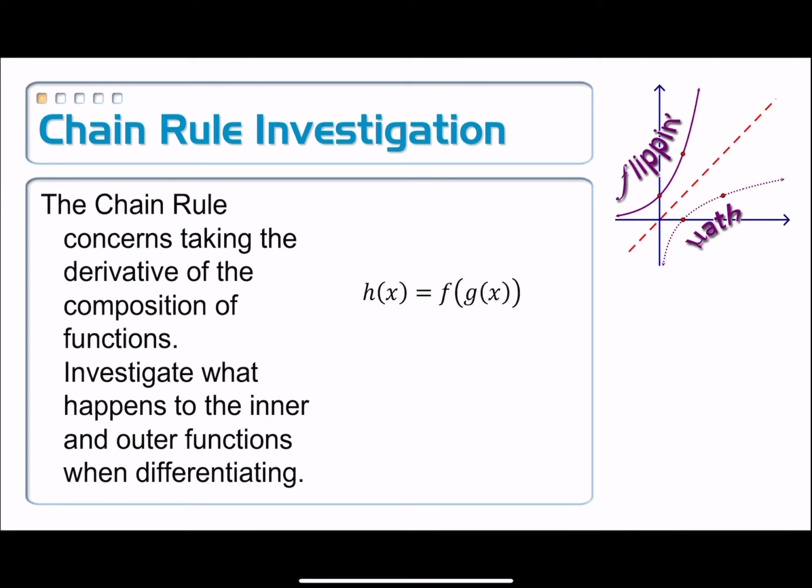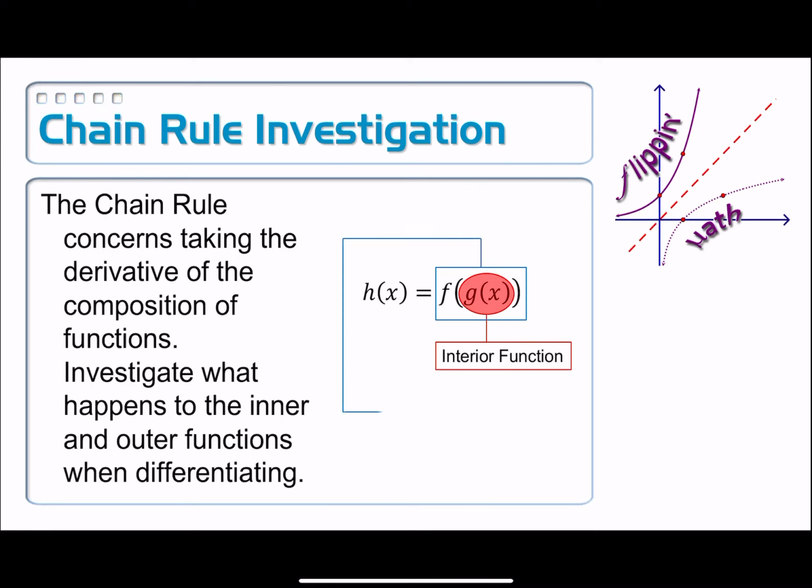So dismantling this g of x function, which must be performed first, that's our interior function. And then the f of x is our exterior function. Whatever the output of the g of x function is, it goes into the input of the f of x function. So we're going to investigate what happens to the inner and outer functions when we differentiate.